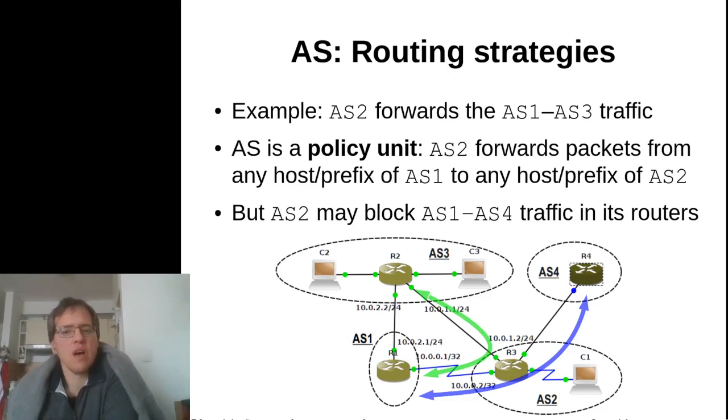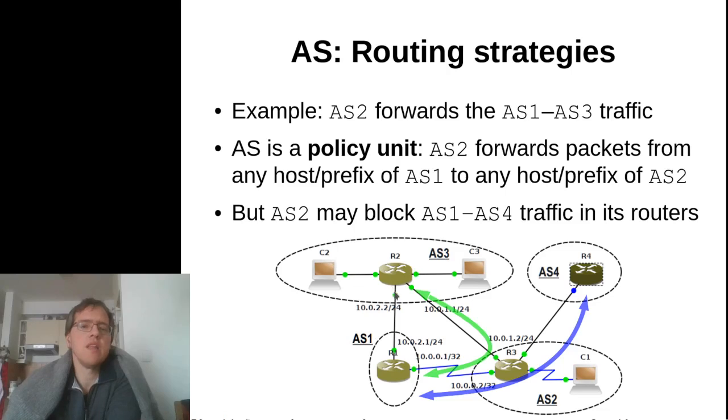Let's delve a little bit more into what we mean by a policy unit, and what that particular definition of autonomous systems providing a single routing policy unit for the rest of the internet means. In this little example, we have 4 autonomous systems: AS1, AS2, AS3, and AS4. AS3, for instance, contains these 2 hosts, C2 and C3, and they are connected through a border router to the rest of this little internet. AS1 contains only a single router, and this is true for the rest of the autonomous systems, except AS2, which also has another host.